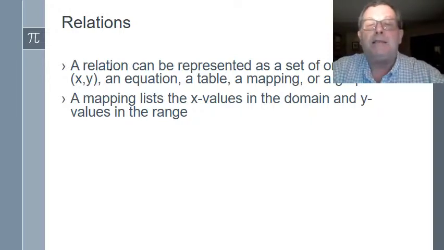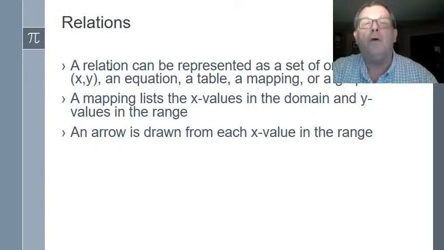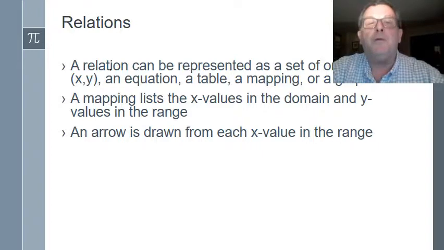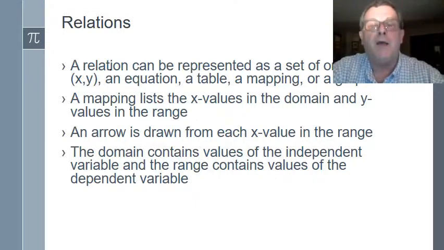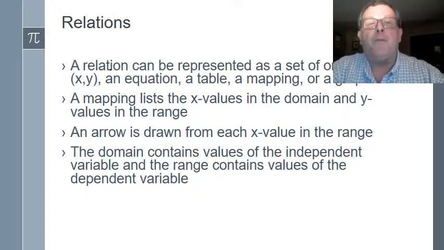And so let's first look here at the mapping. A mapping lists the x values in the domain and the y values in the range. And then we will see an arrow drawn from each x value in the domain over to the y value in the range. And of course, the domain contains the values of the independent variable, or what we would generally call the x values, and the range contains the values of the dependent variable, which we would then call the y values.